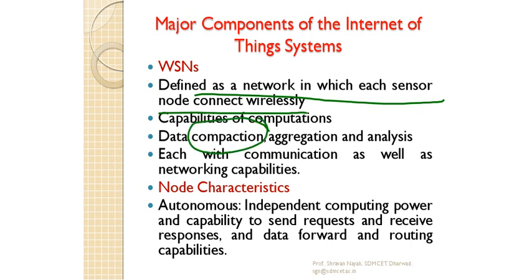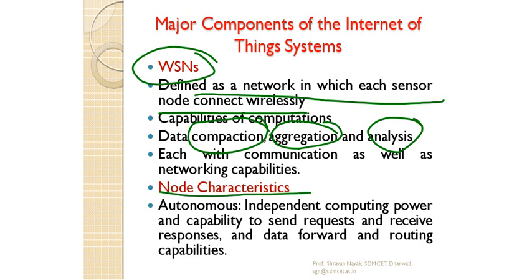Please look into these words. These are very, very important, right? For the purpose of compaction, I mean making the data compact, what you call compression, right? Aggregation, right? And for the purpose of analysis, you use these WSNs, each with communication as well as networking capabilities. So you have the node characteristics. They are autonomous nodes, with independent computing power and the capability to send requests and receive responses, and also data forwarding and routing capabilities.